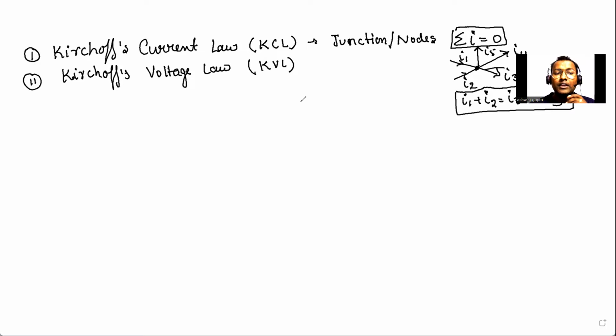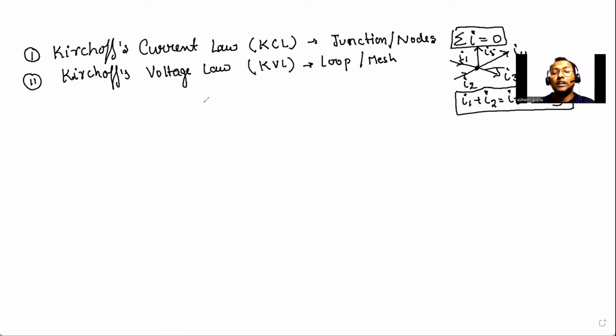Similarly, we apply Kirchhoff voltage law, or KVL, in a loop, or we can say in a mesh. Either we can use the term loop or the term mesh. So here we use the Kirchhoff voltage law. Basically, it's based upon the conservation of energy law that we have learned in previous classes. So what is basically Kirchhoff's voltage law?